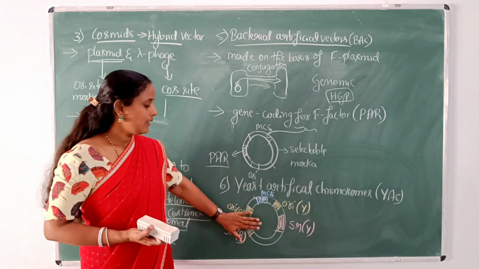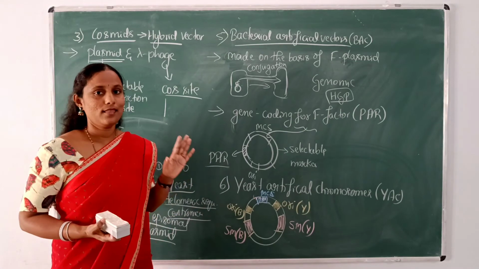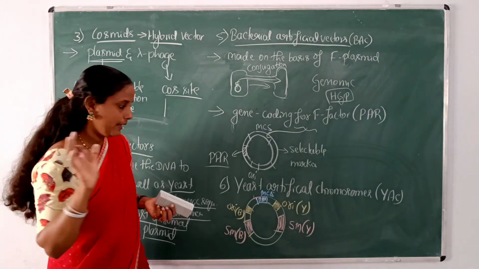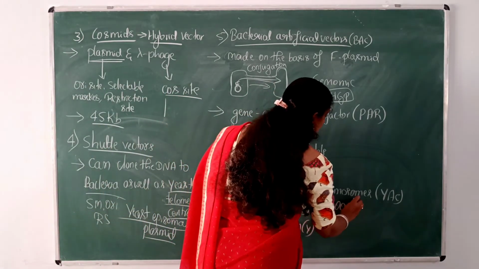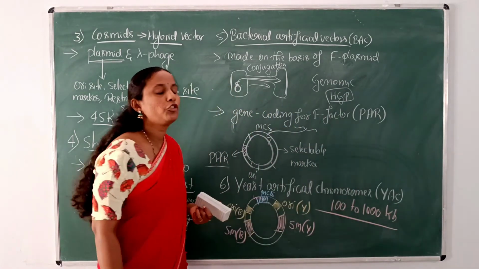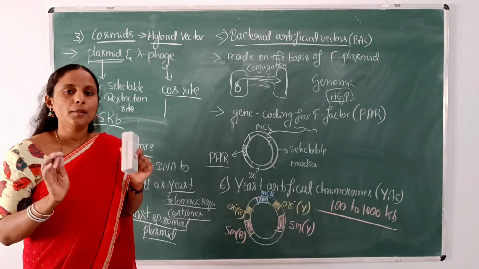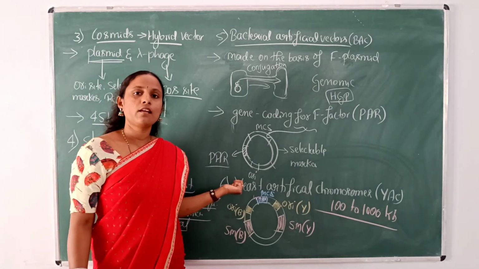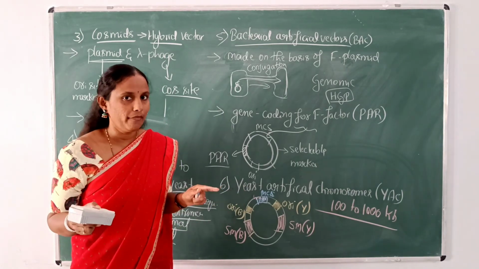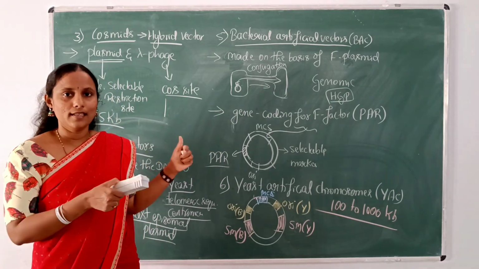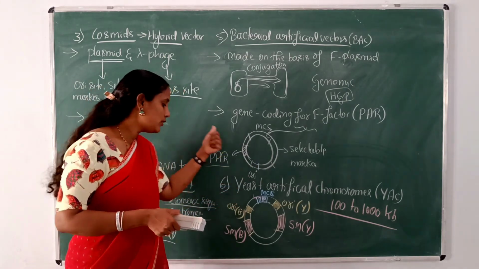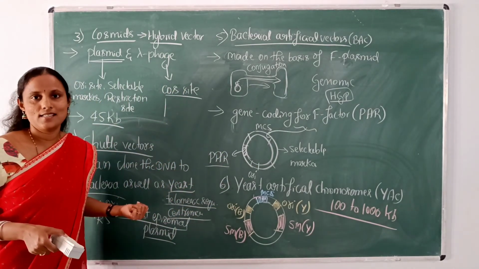So this type, that is the yeast artificial chromosome, can clone DNA of a maximum length, up to 100 to 1000 kilobase pairs. This much long DNA can be cloned. And remember, yeast artificial chromosomes are the ones capable of cloning DNA of maximum length. The remaining all have less capacity, but the maximum capacity is for the yeast artificial chromosome, which is one of the types of shuttle vectors.